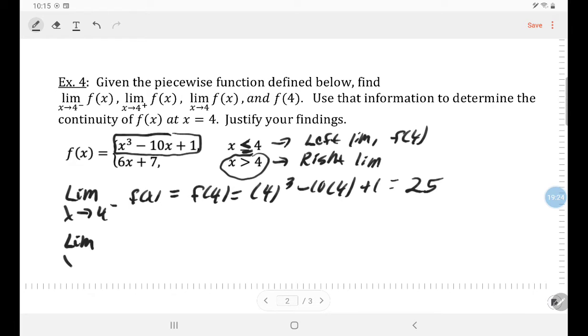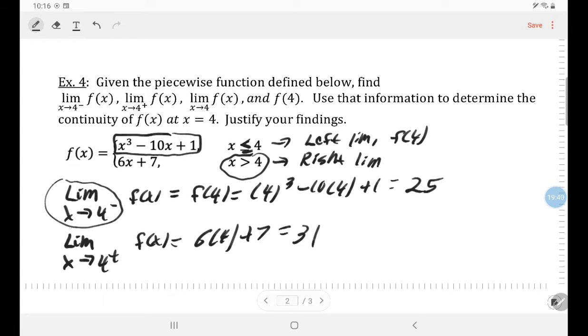Then I'm going to use my second function, which is the limit as x approaches 4 from the right. So I plug in 4, I get 6 times 4 plus 7, that's 31. So does my left limit equal my right?